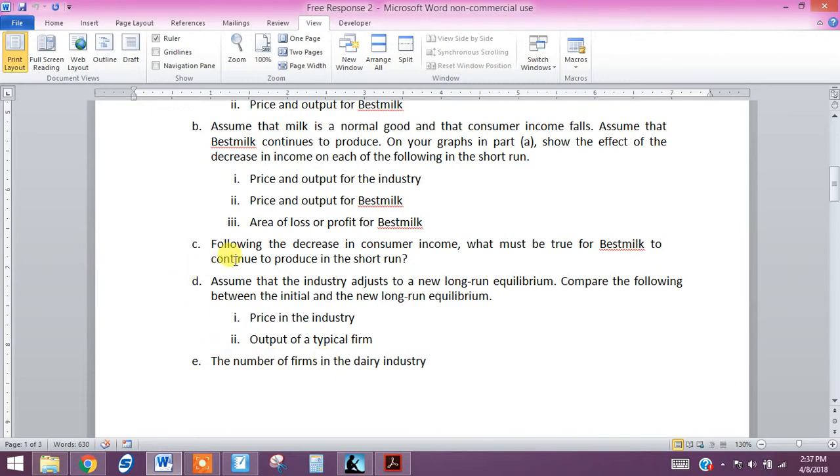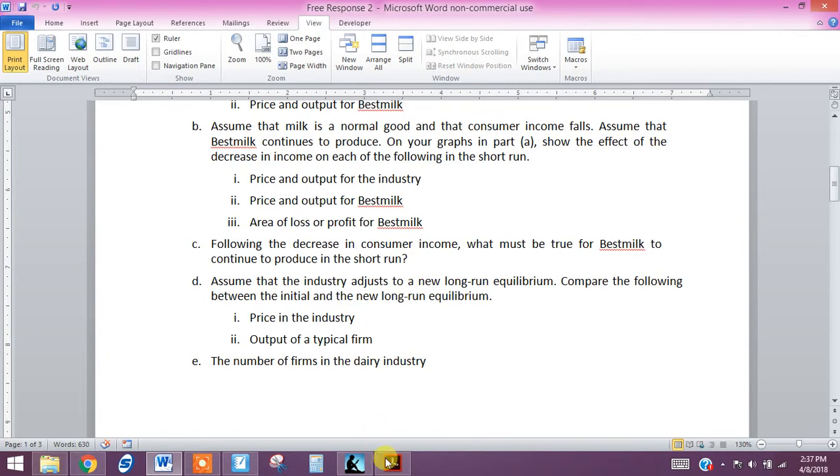Part C is asking us, after the decrease in consumer income, what must be true in order for the firm, Best Milk, to continue to produce in the short run? Well, you should know that a firm in a perfectly competitive market is going to operate in the short run as long as the price is equal to or higher than average variable cost. And we did a lot of work on this during the year, and you can go back and review that.